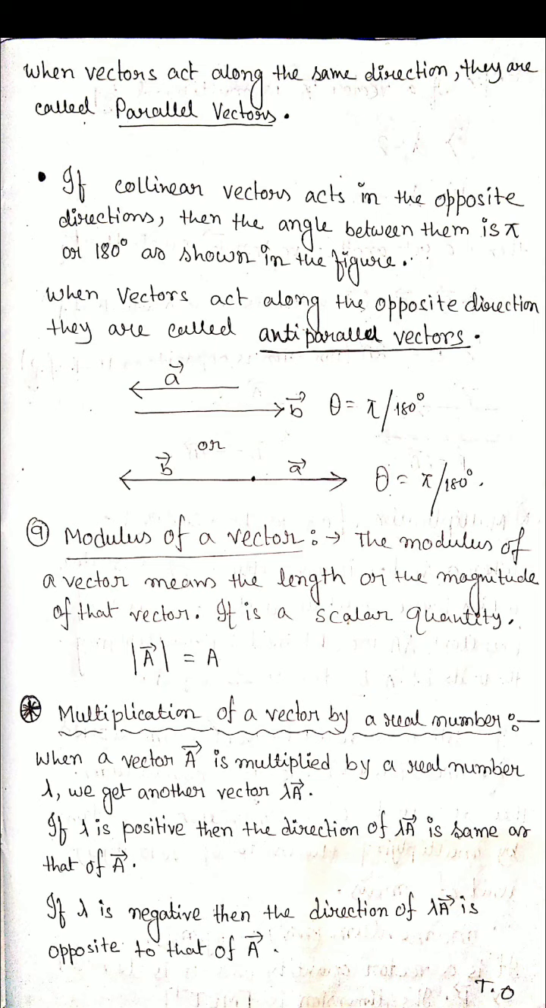The modulus of a vector a can be written as only a. So only a, that is a scalar quantity because we cannot use the vector. This a is the magnitude of that vector. Later we will discuss in detail how we can find the magnitude of any vector.